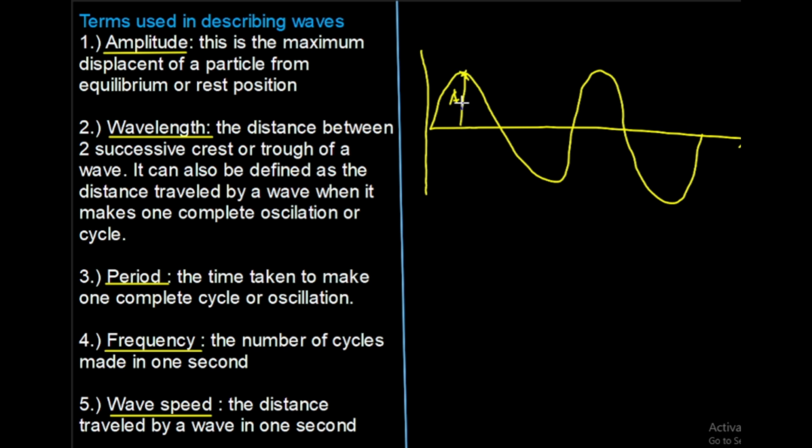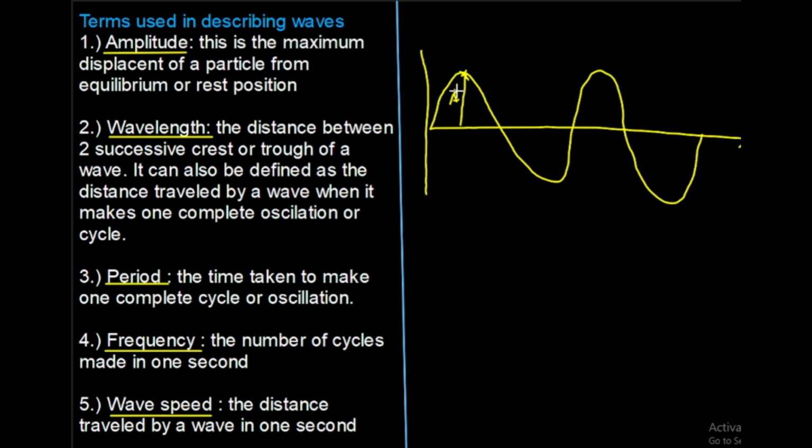Maximum displacement attained. Now, amplitude is different from crest. Crest is just a point, a location. Crest is a point on the wave, whereas amplitude is the difference between two points, a displacement on the wave. This is crest, and this is amplitude. So the maximum displacement we have on the wave from equilibrium position is what we call amplitude. Now we also have what we call the wavelength.